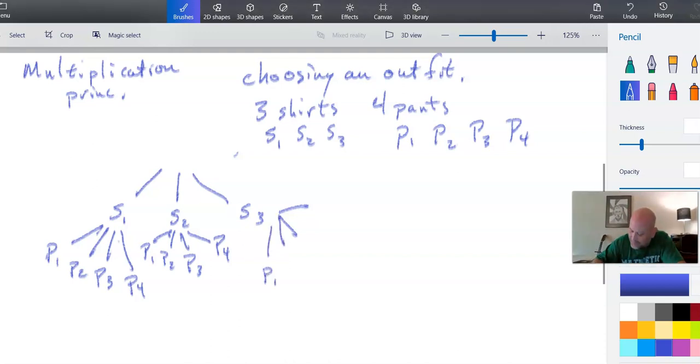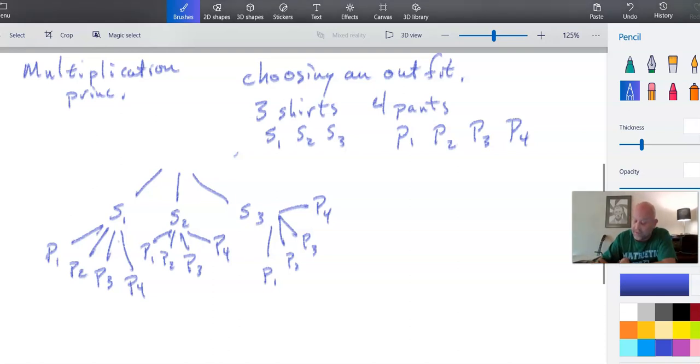There we go. P1, P2, P3, and P4, right? So for these 3 choices of shirts, once I make those, for each one of those there are 4 choices of pants. So the total number of outfits you can make, you have 4 that go with shirt 1, 4 that go with shirt 2, 4 that go with shirt 3.